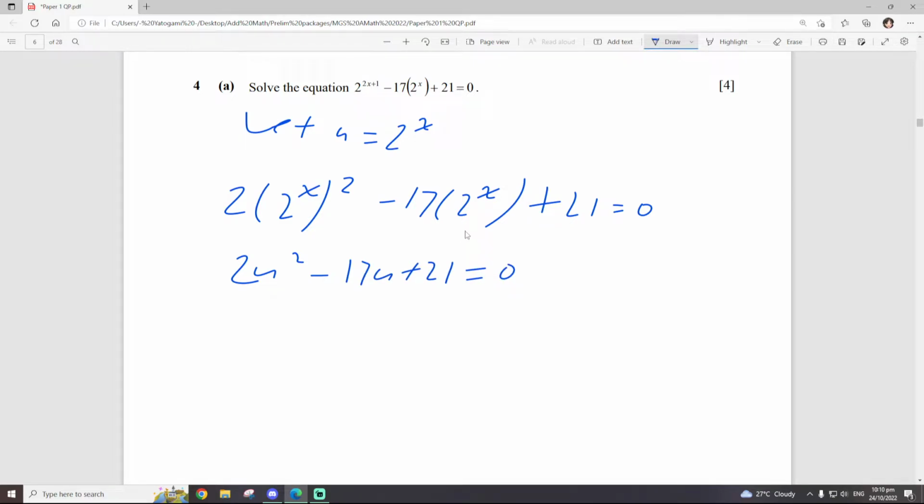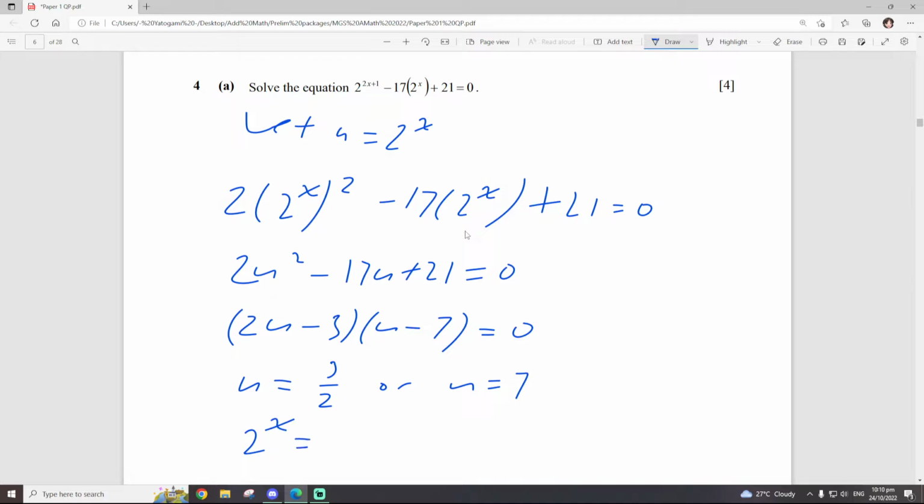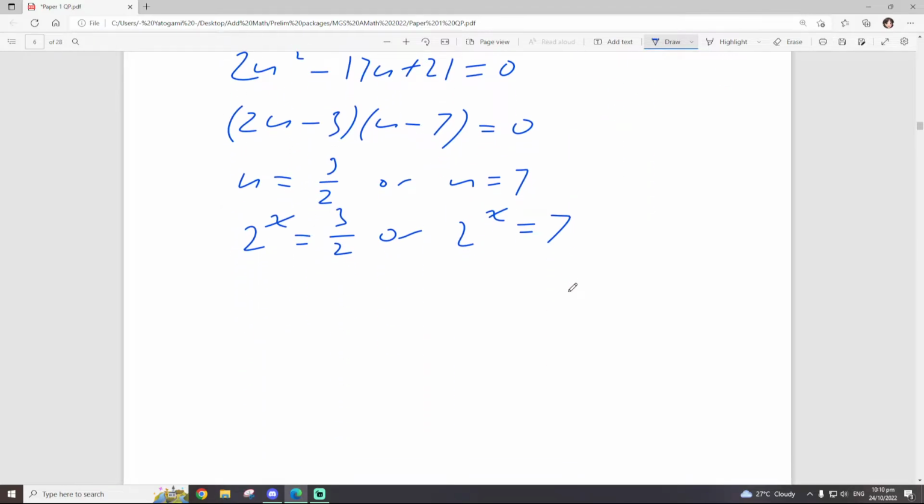This is a quadratic equation that can be solved by the normal means. And I believe this is a factorable one. I believe it's 2u minus 3 and u minus 7 equals 0. So u equals 3 over 2 or u equals 7. Now this means 2 to the power of x equals 3 over 2 or 2 to the power of x equals 7. And you can go ahead and solve this the normal way. So x is ln 3 over 2 divided by ln 2, or x is ln 7 divided by ln 2. And you can evaluate those numbers.